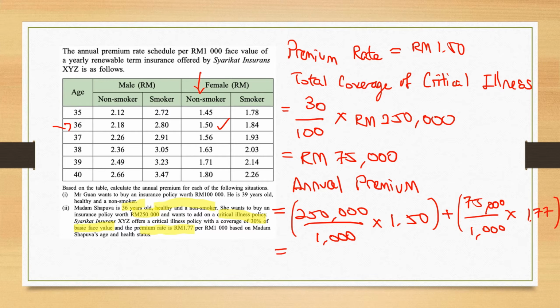Alright, so the final figure before that, the first one, 250,000 over 1,000 times 1.50 would be 375 ringgit plus, if I'm not mistaken, 132.75. There you go. And then we add these two together, we should get the annual premium of 507 ringgit and 25 cents right there. There you go. That will be our final result, and we are done with this particular question. Now moving on.